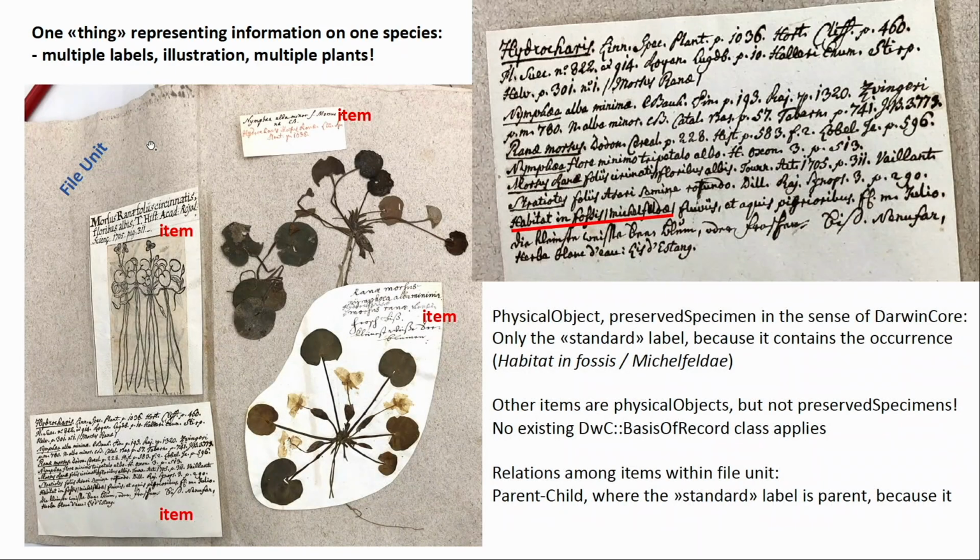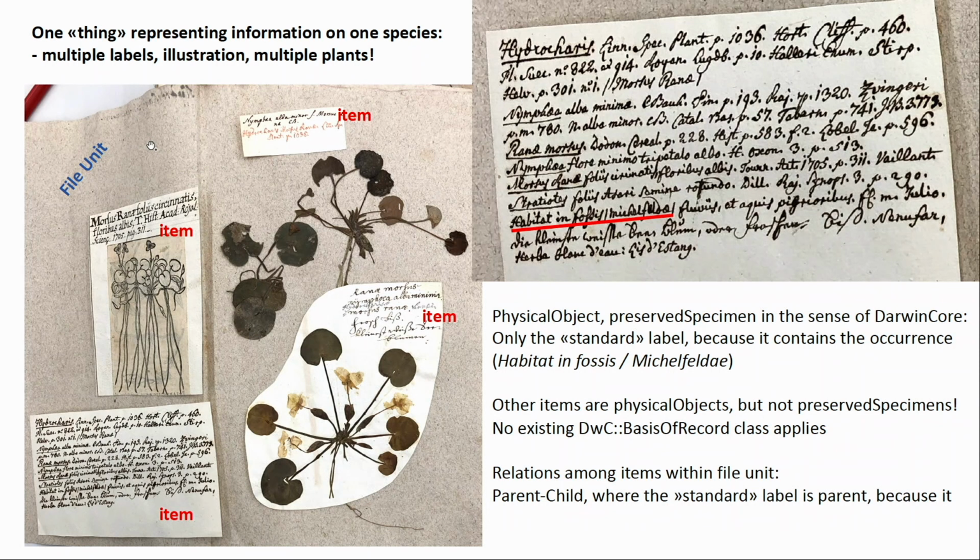In this case, for this kind of historic specimen, I would consider this an item, this is an item, this is an item, this is an item, etc. But only one of them, this one, is actually a physical object and a preserved specimen in the sense of Darwin Core, because this one contains the occurrence, habitat in fossis Michelfelde, that's written here. Now these things are still physical objects, and hopefully it's obvious that we want to preserve them and database them as well, but they're not preserved specimens because there's no plant associated with them; there's just a bunch of plants that all go with this label.